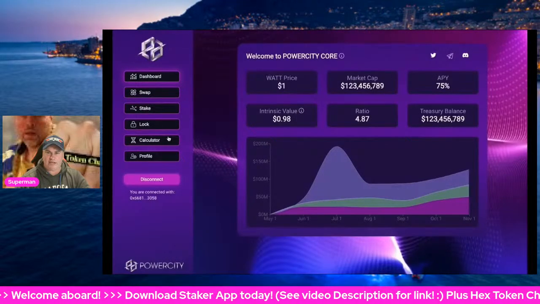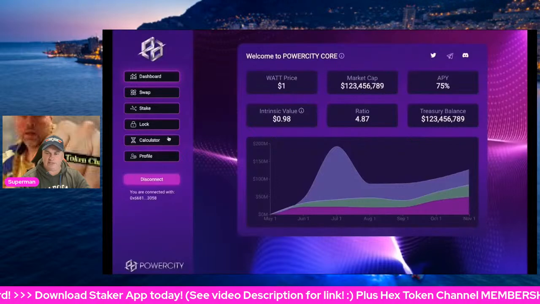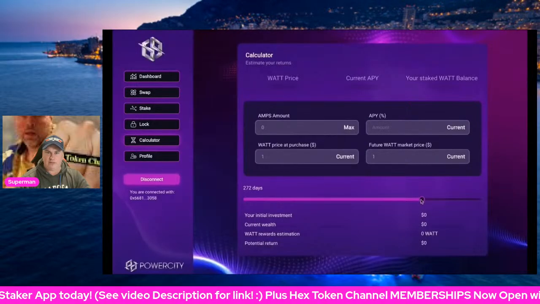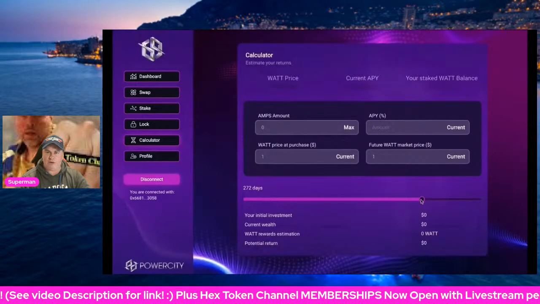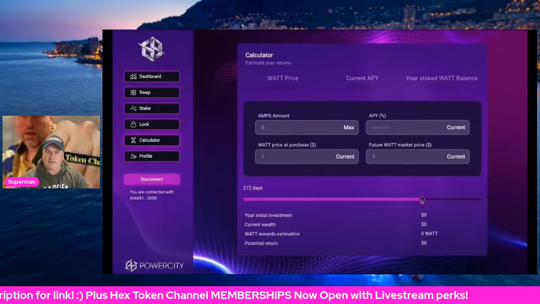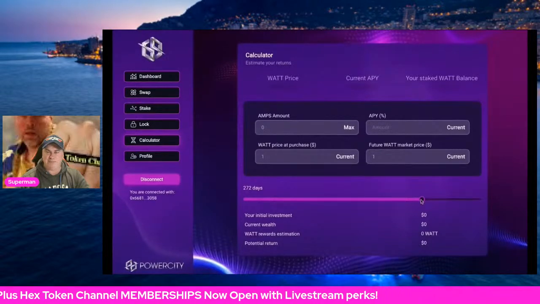They've got the calculator coming up here. I think it's the next slide. We've looked at the lock one there. There's the calculator: estimate your returns, the watt price, current APY. Very cool. Now, one of the biggest things people want to do on Pulsechain is earn a passive income.